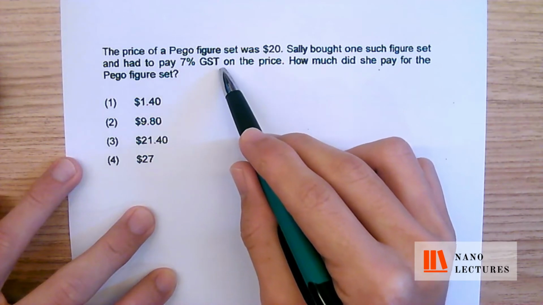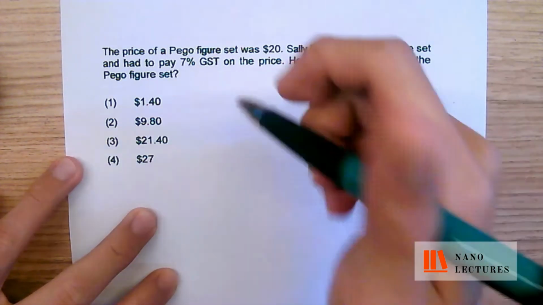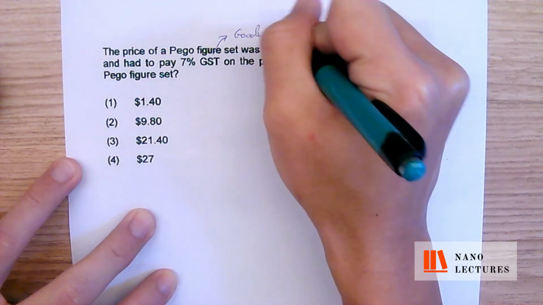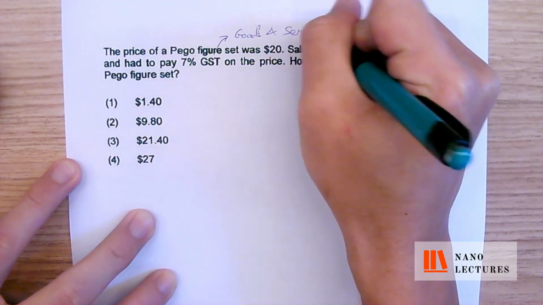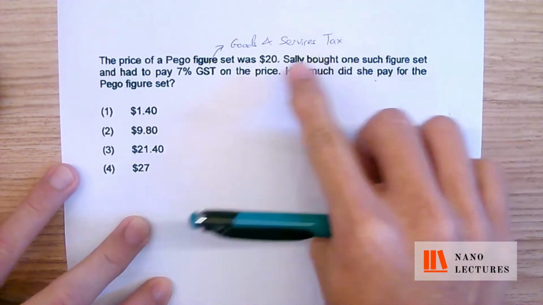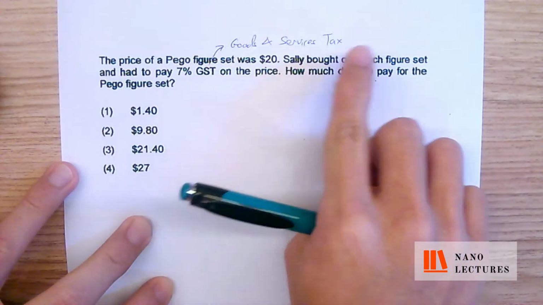Now, for the students who have no idea what GST is, GST is an additional tax by the government. It means goods and services tax, and this is payable to the government. Alright, so now let's try to answer this question.